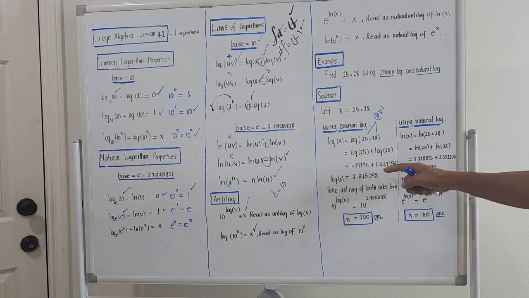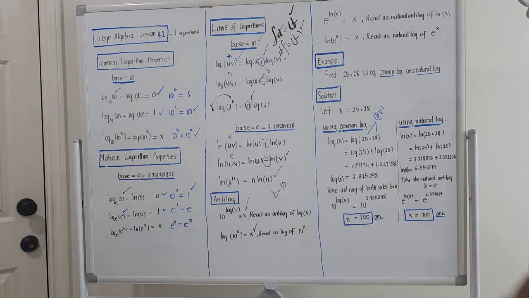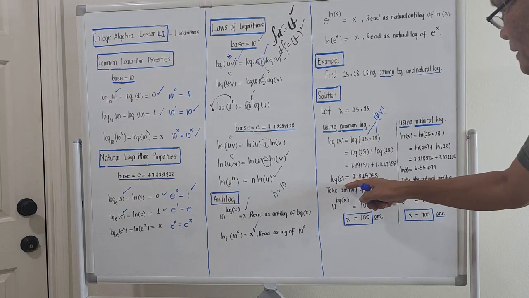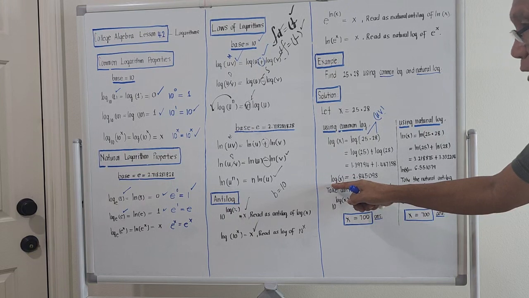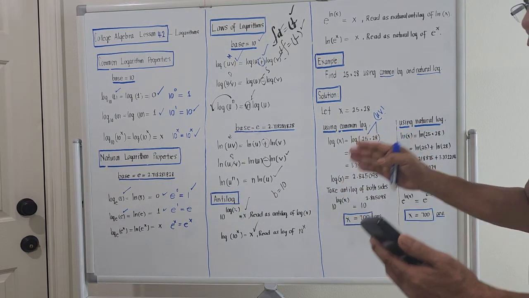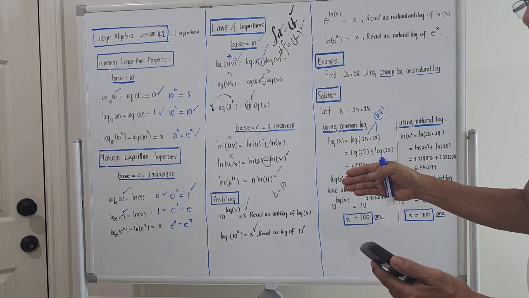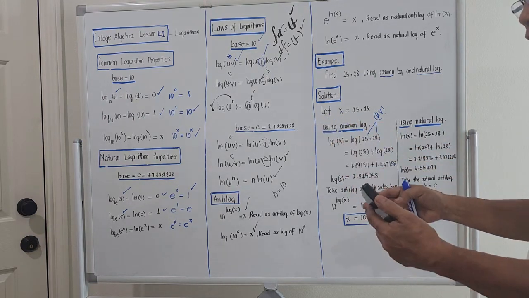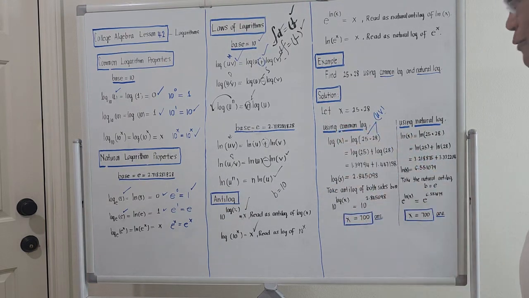Okay. Take the sum. What will come out is 2.845098. That is the logarithm of x. So to compute for x without the log, the enemy of a logarithm is the antilog, right? The antilog of a logarithm of a function is just the given function. So to eliminate this log here, we must take the antilog of both sides.